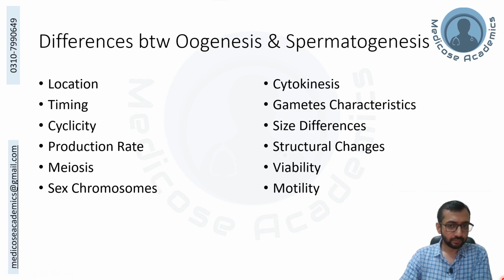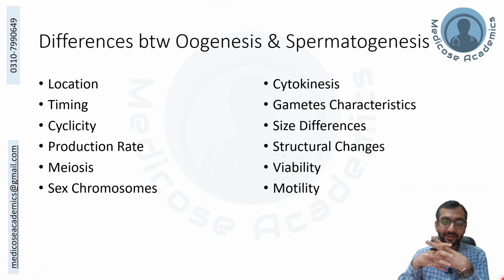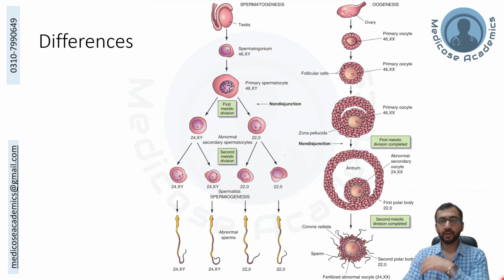Differences. This is like a rubber band. You can stretch it however you want, and you can condense it. I'll be talking about the difference in location, timing, cycle regularity, production rate, meiosis differences, X chromosomes, cytokinesis, gamete characteristics, age differences, structural changes, viability, and motility. So these are the differences that I will try to go through. These pictures are from Keith Moore's The Developing Human.